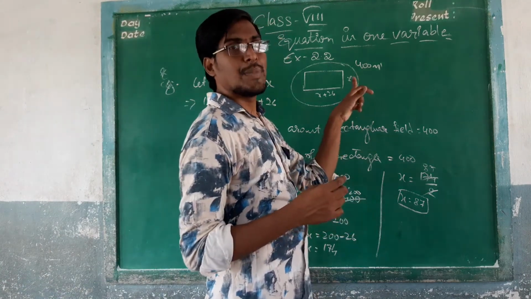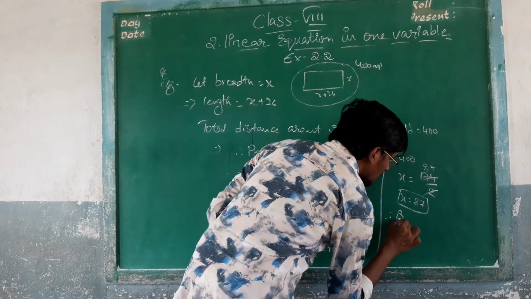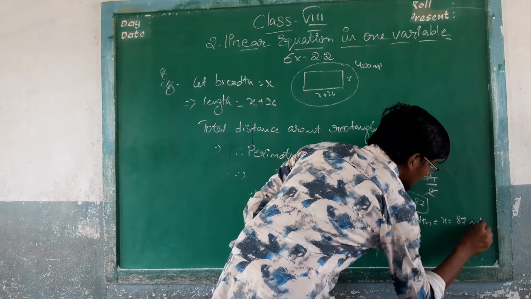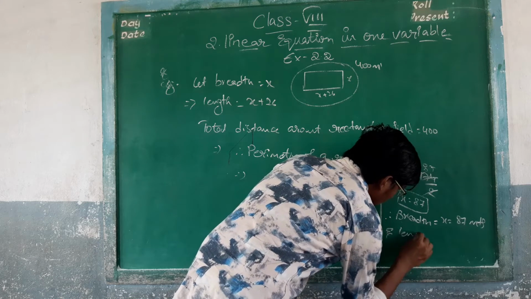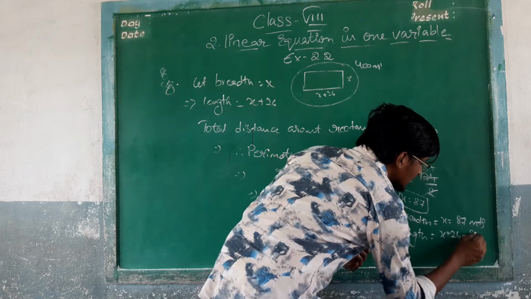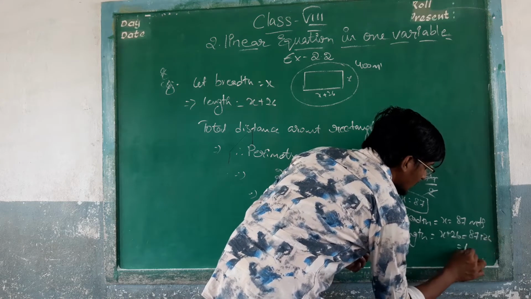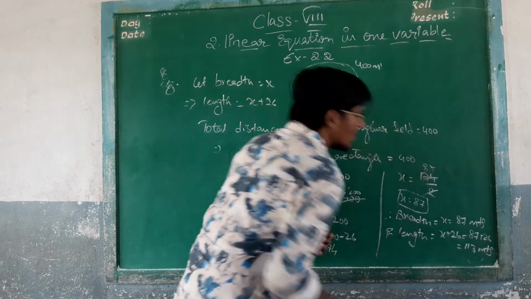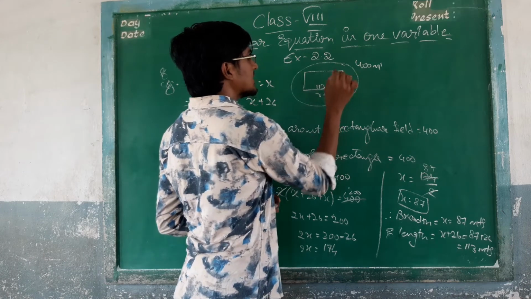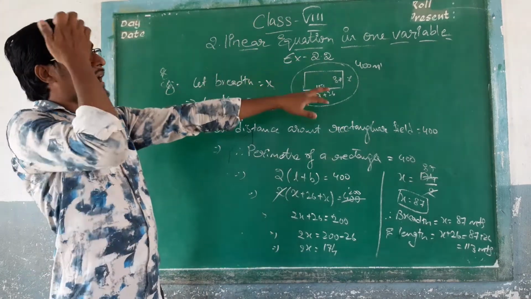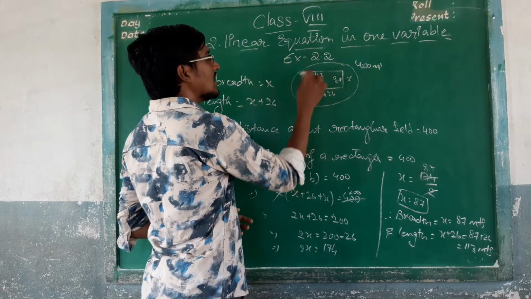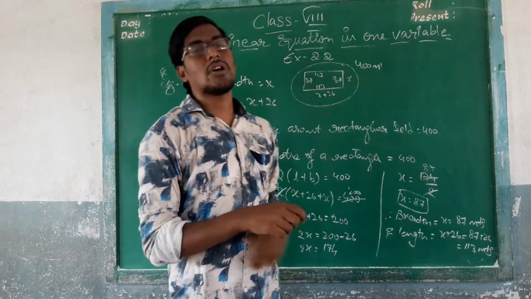Here x is breadth. So therefore breadth equals x equals 87 meters, and length equals x plus 26, that equals 87 plus 26, that equals 113 meters. What is the length here? This is 113 meters, this is 87 meters. If this is also length, that is 113 and this is 87. If we add these four values, we will get 400 meters.